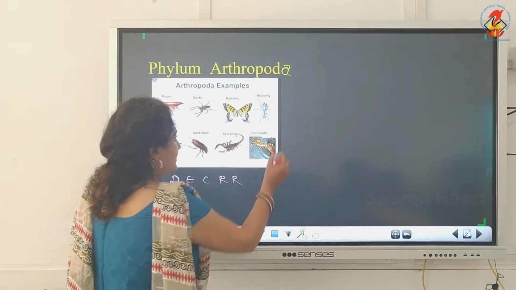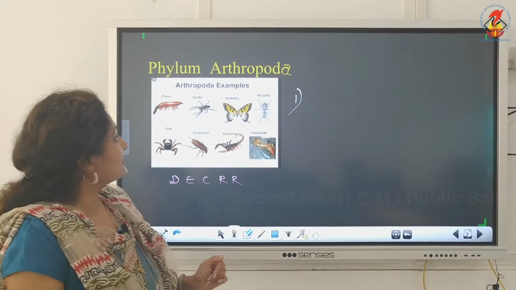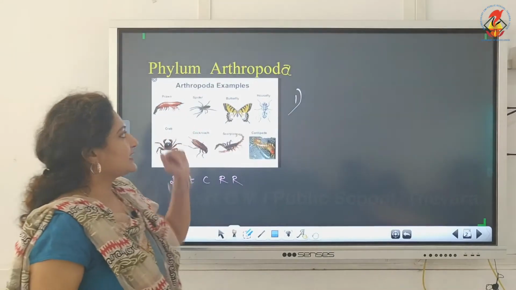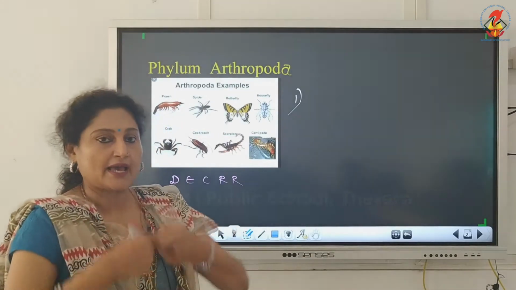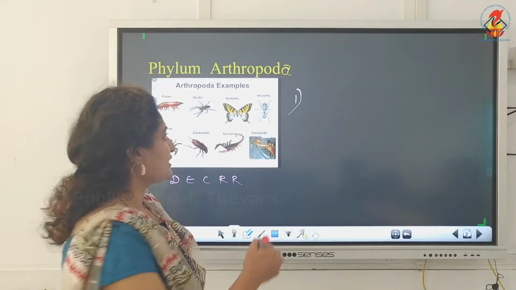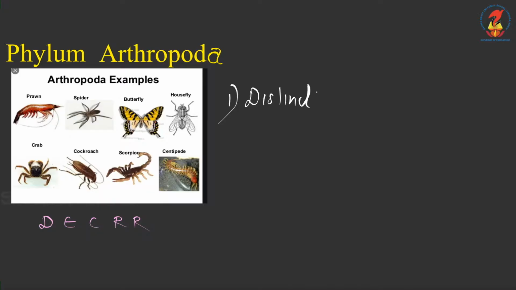Now, as I told you, the first point should be the distinct feature. The distinct feature, and hence it's getting the name Arthropoda, is that it has jointed appendages, and also it is covered with a chitinous exoskeleton. So that's the distinct feature, which is mentioned in one video, all the distinct features.